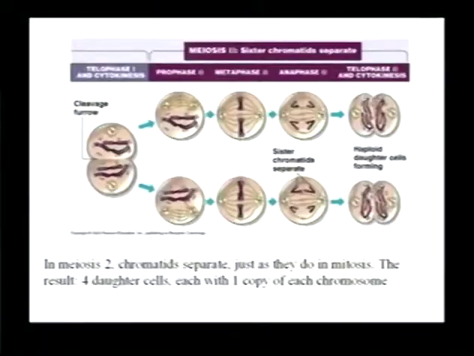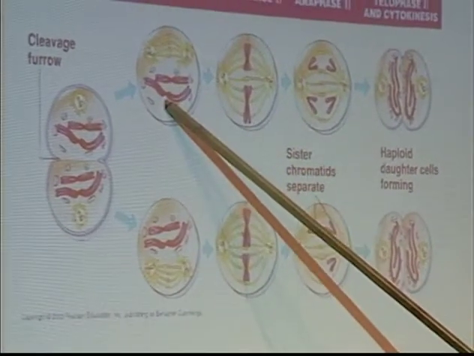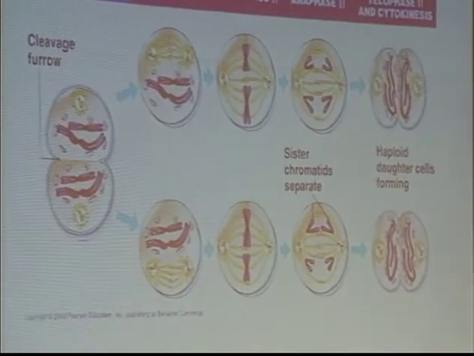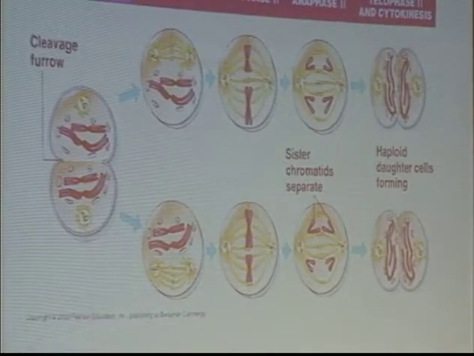Then in anaphase, you separate chromatids, just like you do in mitosis. Right, so the result of this is that you end up with 4 daughter cells, each with only 1 copy of each chromosome. Notice this is an equational division. We started out with 2 chromosomes. The daughter cells still have 2 chromosomes. We didn't reduce the number of chromosomes. That's why we call it the equational division.